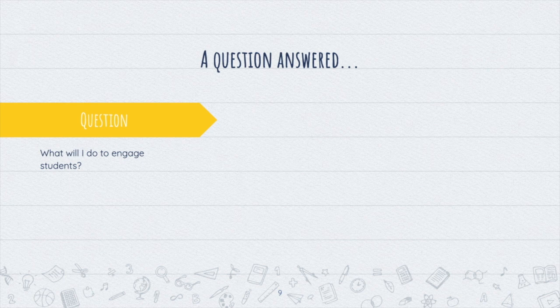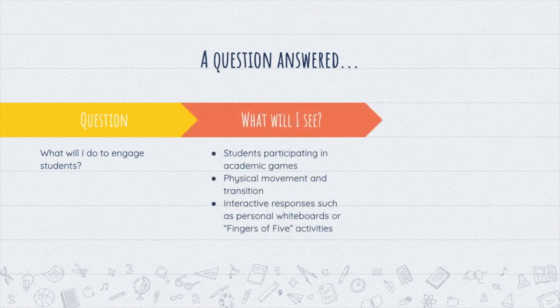my students? So in a classroom where there's high levels of student engagement, you may see students participating in academic games. You'll see physical movement and transition from one activity to another. You'll also see interactive responses, personal whiteboards, fingers of 5, things where the students are actively engaged in responding.